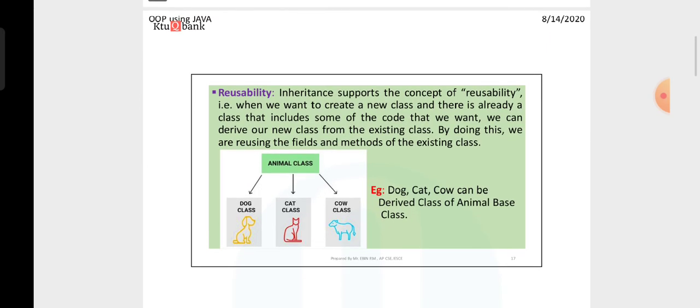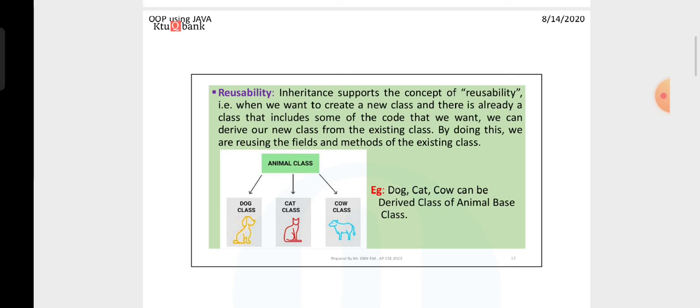And the last one is reusability. Inheritance supports reusability. It means what? As I told about inheritance, one class will try to access the properties of another class. So what is it doing? One class is trying to access the code of another class. So you are reusing the same code. So the code of a particular class will be reused by multiple classes. So that is reusability.